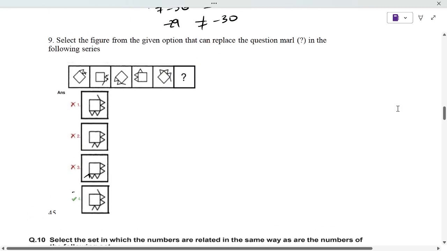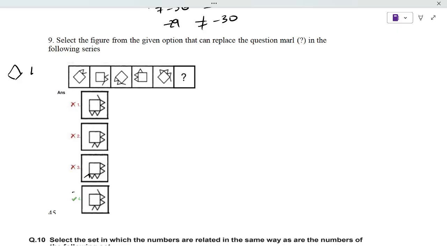Okay, for this figure, there will be a pattern. Now let's check the pattern. We have a diamond shape, then box, square, diamond, square, diamond. We need a square, but all the options are in terms of squares. So what's next?